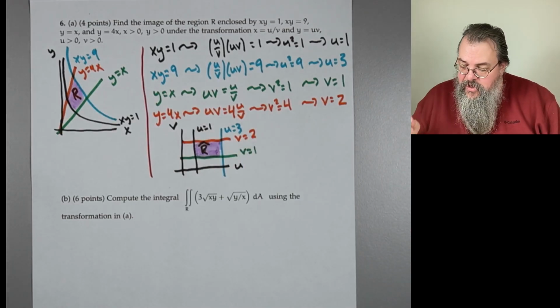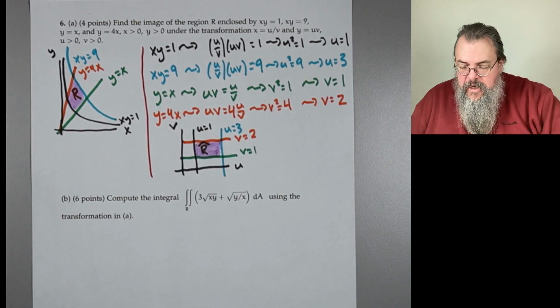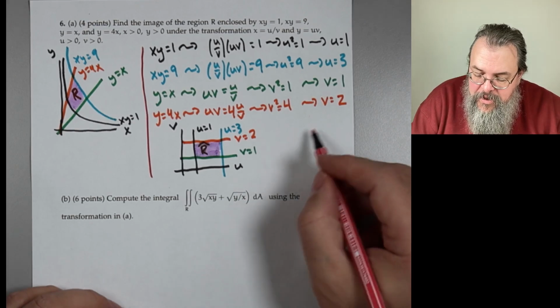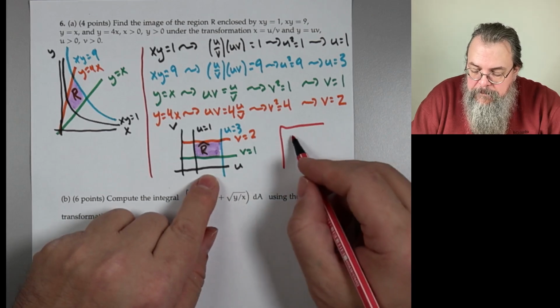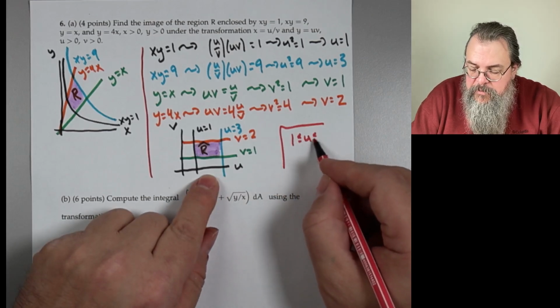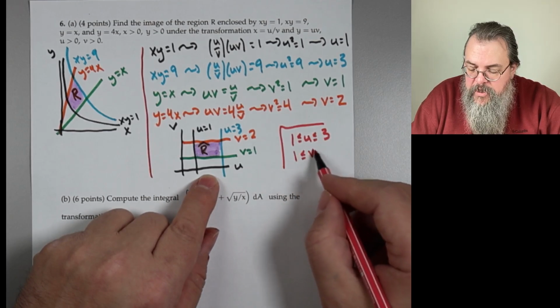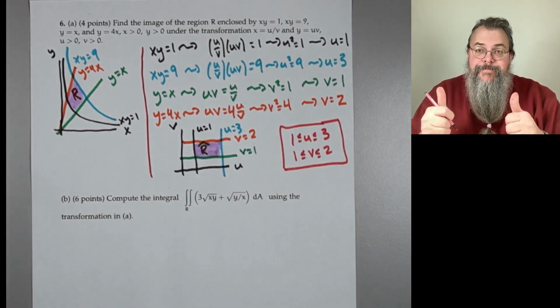But okay, so what's the image? Well, the picture's good, and I think that would get full points, but they probably want us to describe it in terms of bounds. And so our image here will say that u goes from 1 up to 3, and we'll say that v goes from 1 up to 2. So there's the image. Nice.